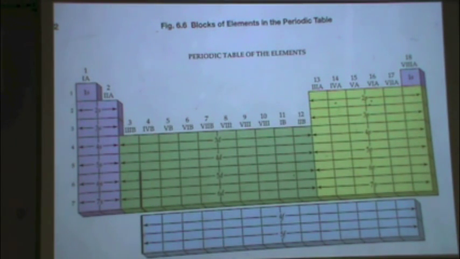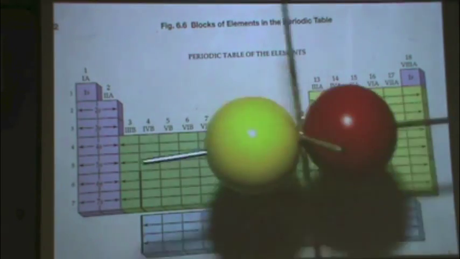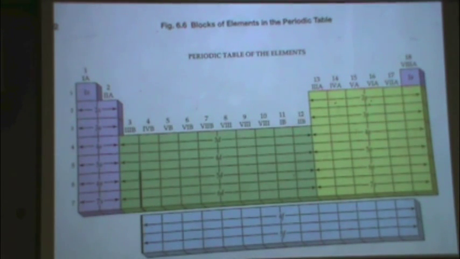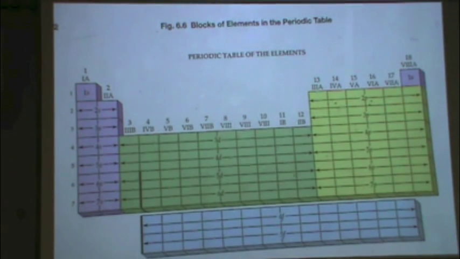Look at the p's. How many? See, there are 6 columns of the p's. 1, 2, 3, 4, 5, 6, counting over. That's from boron to neon. So how many p orbitals were there earlier when we talked about them? 3, a px, a py, a pz, these p orbitals. Each p orbital can take an up spin and a down spin. So 3 p orbitals taking 2 electrons each gives us 6 columns. That's why in that part of the periodic table there's 6 columns.